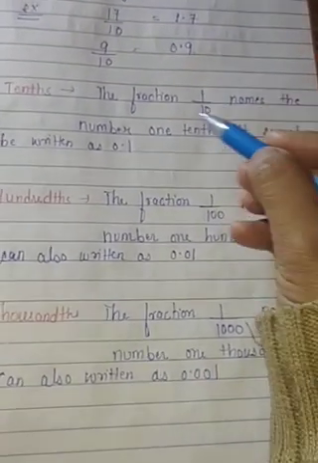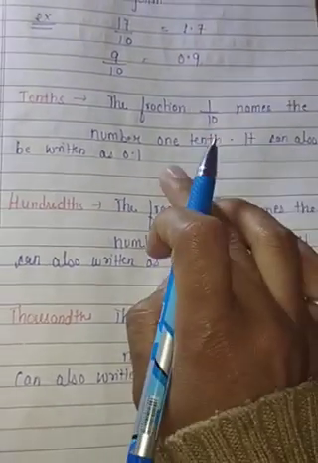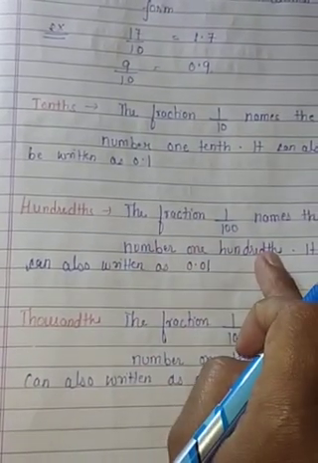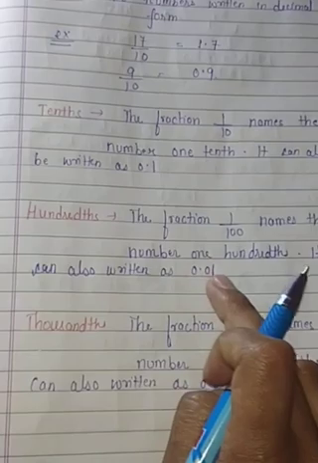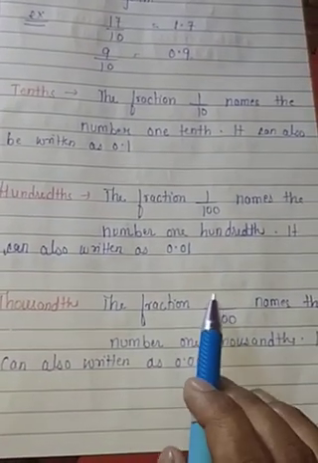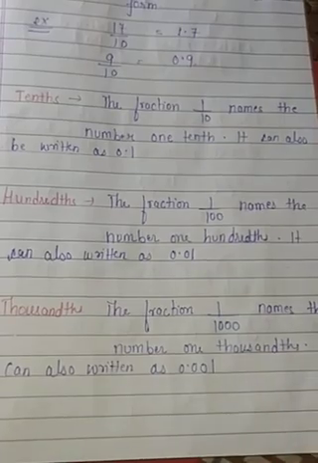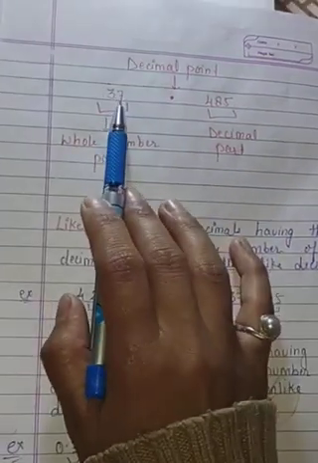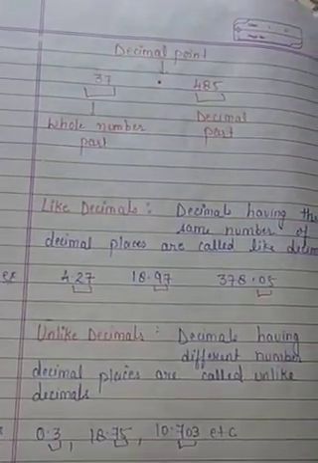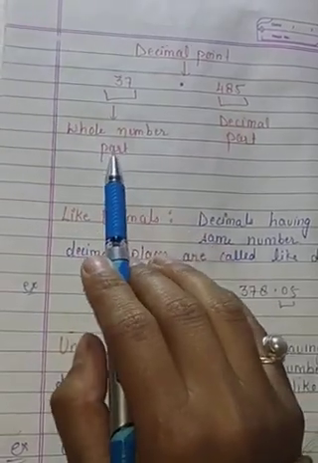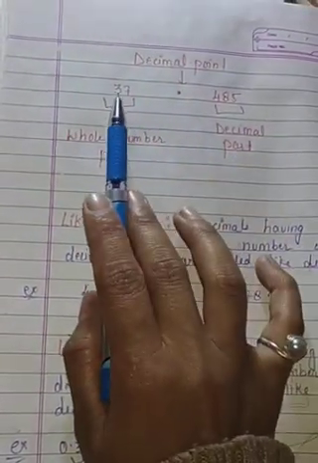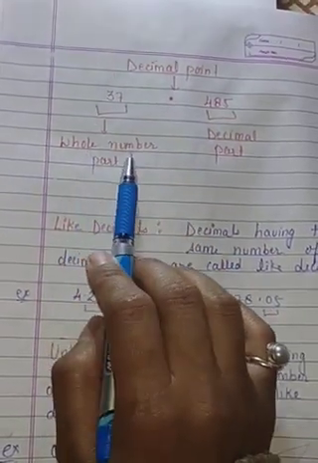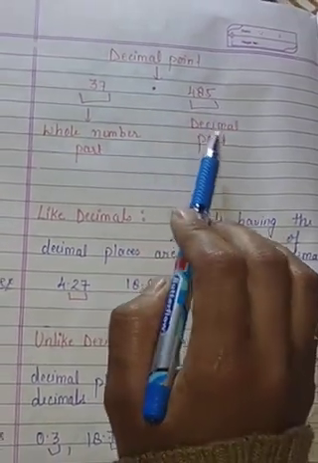Any fraction which we write as 1 by 10, we say tenths, and we write it 0.1. 1 by 100 we write 0.01, and thousandths we write 1 by 1000, that is 0.001. Now beta, in decimals we have two parts: one before the decimal and one after the decimal. Before is the whole number part. In the number 37.485, 37 is the whole number part and 485 is the decimal part.